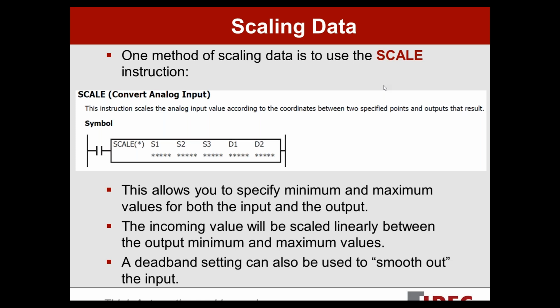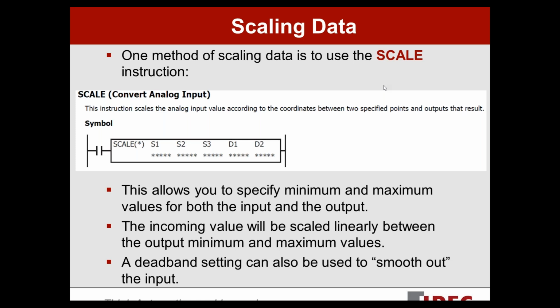Okay. What the scale instruction lets you do is you can specify a minimum and a maximum for both the input value that's coming into the instruction and also the output value. Okay. The value that's coming into the instruction will be scaled linearly between your output minimum and your output maximum settings. You define those. Whatever range you want that to be is fine.